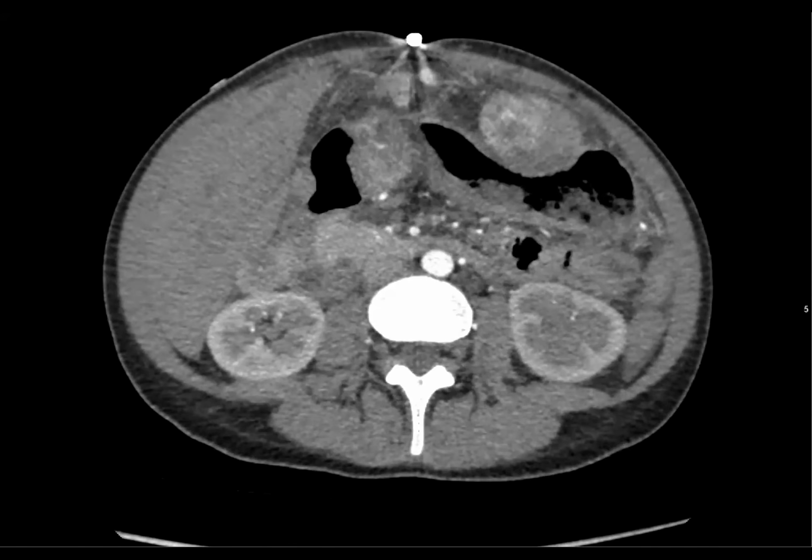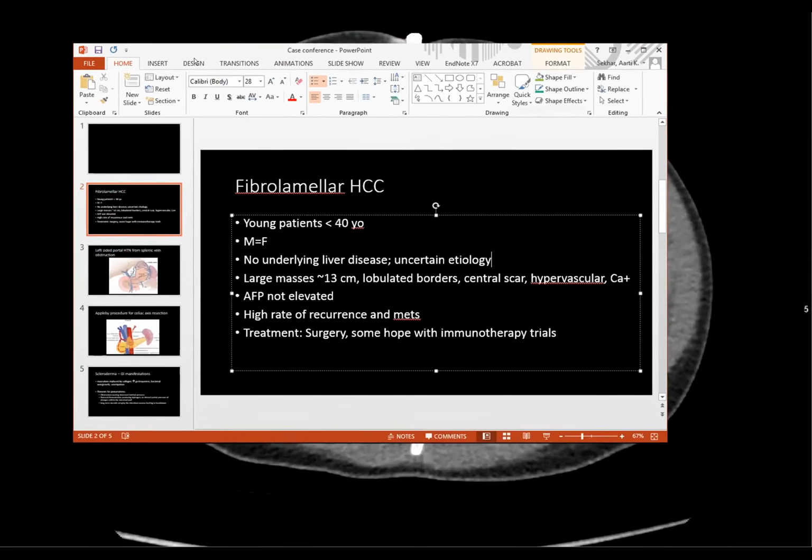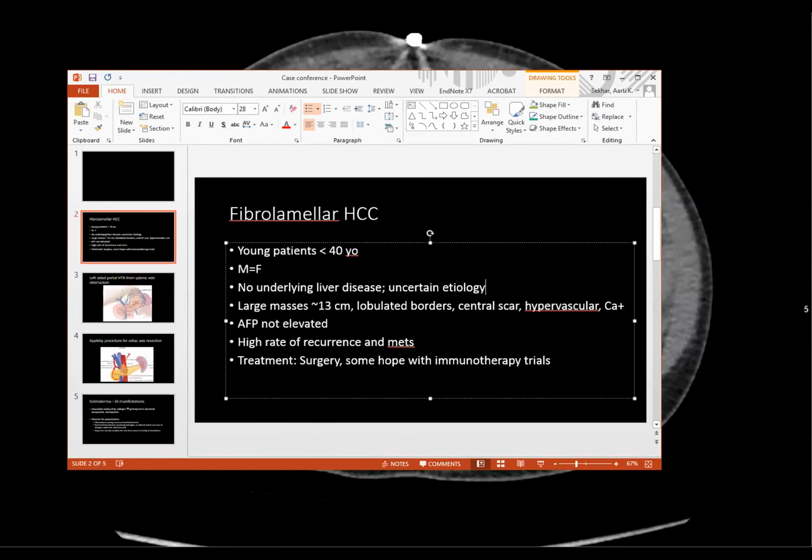So I just had a couple of teaching points about fibrolamellar. It tends to be in young patients. So HCC is much less common in patients under the age of 40, whereas fibrolamellar is mostly in patients under the age of 40. It has a male and female equal predominance, which actually I thought it was in younger females, but turns out it's equal in males and females. They tend to not have any underlying liver disease. They don't know why these patients get it.